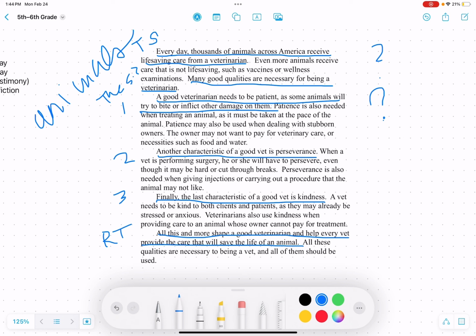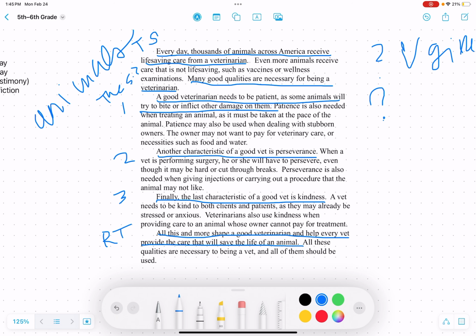The subject and the verb of the first sentence, her topic sentence of her introduction, is thousands receive. I'm okay with that. The subject really is veterinarians, the subject of the paper, the essay. So if we wanted to make it stronger, we could say every day veterinarians, what do they do? What would be a good verb here? Every day veterinarians give life-saving care, maybe. So veterinarians give life-saving care to thousands of animals across America.